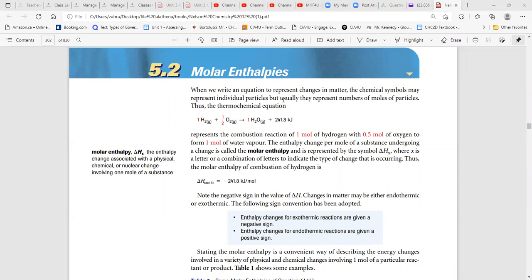Molar enthalpies. What is the molar enthalpy? So look at this reaction. H2, 1 mole of hydrogen gas reacting with half mole of oxygen gas gives you 1 mole of water and some energy release. So 1 mole of hydrogen gas, when it burns, produces 241.8 kilojoule. It means the molar enthalpy for hydrogen burning is 241.8. Molar means the amount of energy released for 1 mole of your reactant.